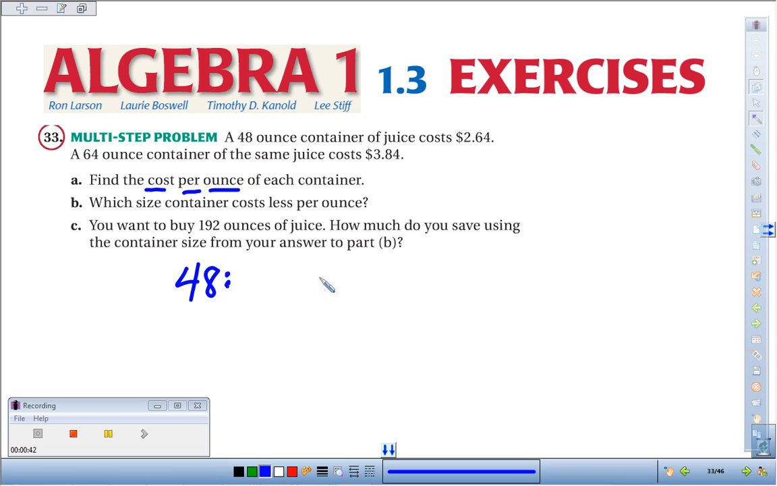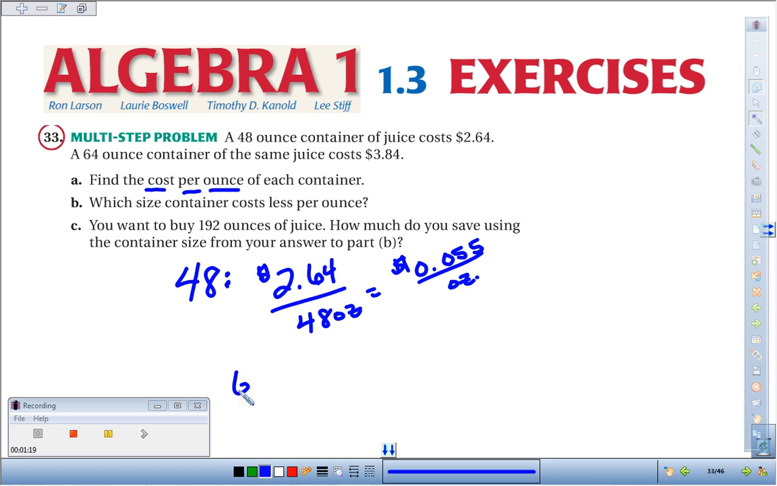48-ounce container. It's $2.64 for 48 ounces. So if I calculate the unit rate and I divide 2.64 divided by 48, the cost per 1 ounce is 0.055. Now if I just had 0.05, we know that's 5 cents. Throw another 5 there, we've got 5.5 cents per ounce.